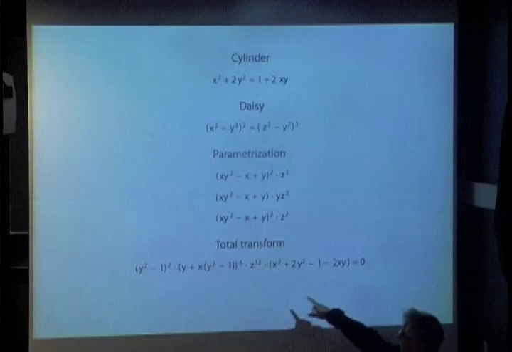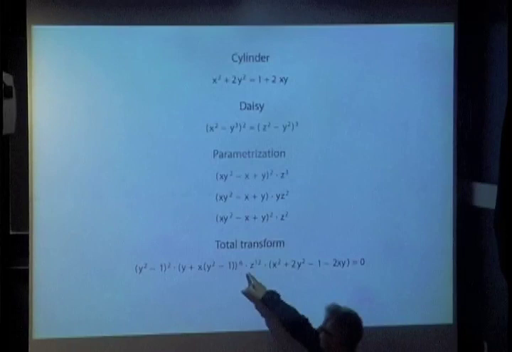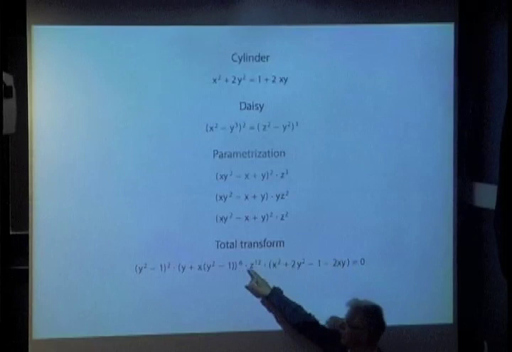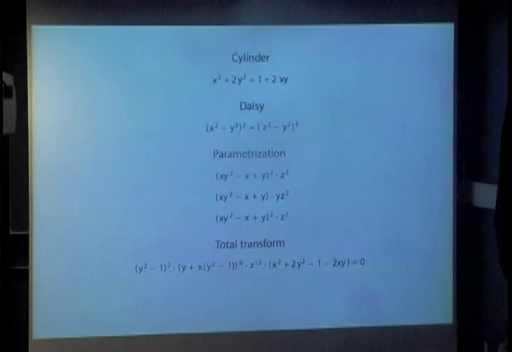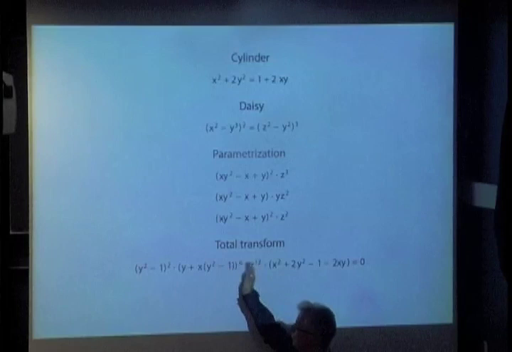And here you see the equation of the total transform, so the total inverse image. This here is the cylinder. And then you see here extra components. Okay? And we will use this algebraically later on, that you can always factor hypersurface equations from the ideal you are interested in.